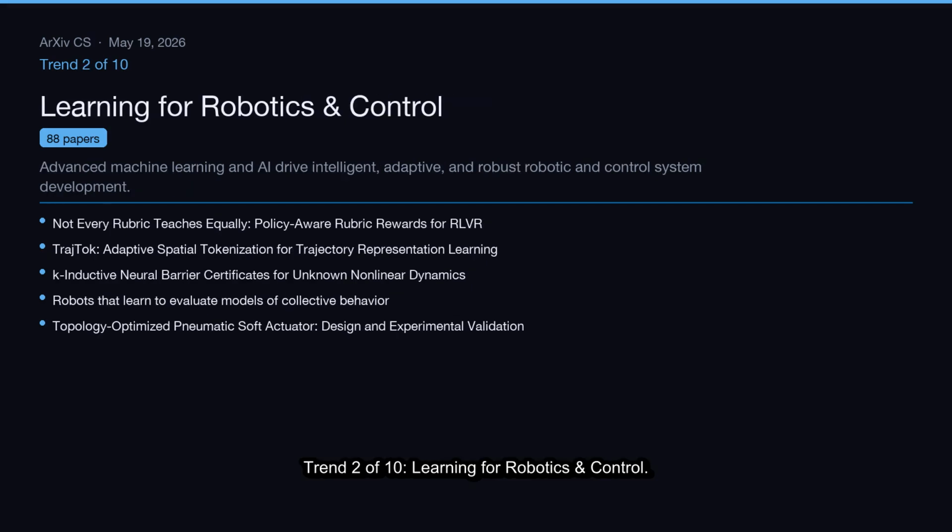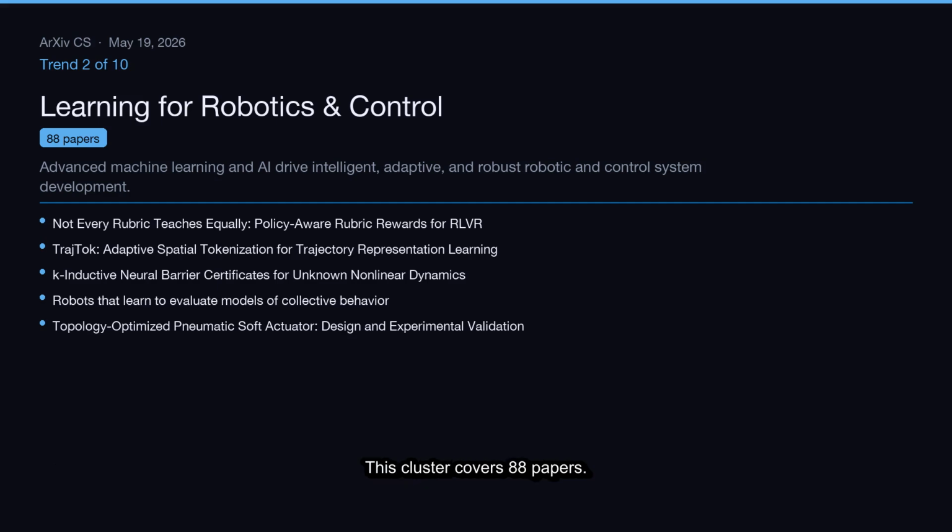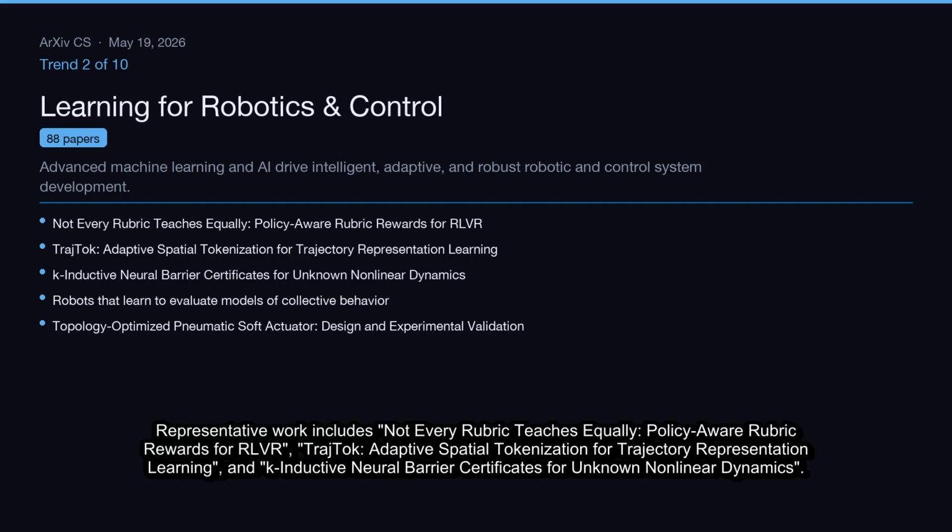Trend 2 of 10, Learning for Robotics and Control. Advanced machine learning and AI drive intelligent, adaptive, and robust robotic and control system development. This cluster covers 88 papers. Representative work includes Not Every Rubric Teaches Equally, Policy-Aware Rubric Rewards for RLVR, TrajTalk, Adaptive Spatial Tokenization for Trajectory Representation Learning, and K-Inductive Neural Barrier Certificates for Unknown Nonlinear Dynamics.